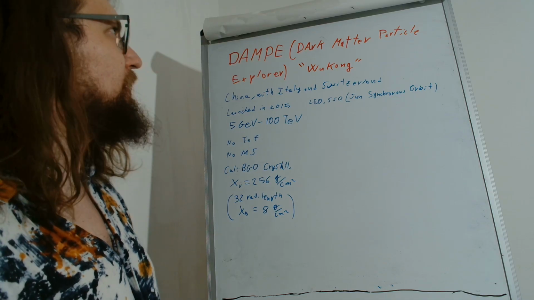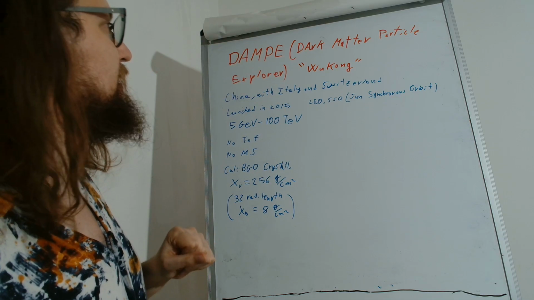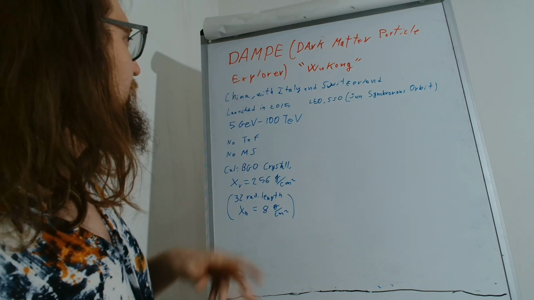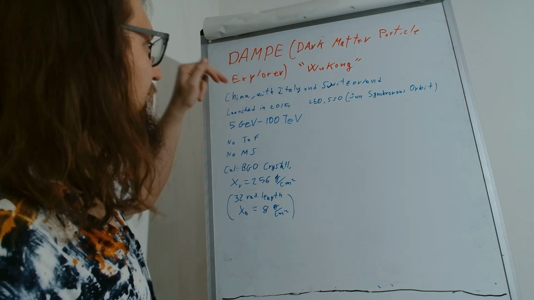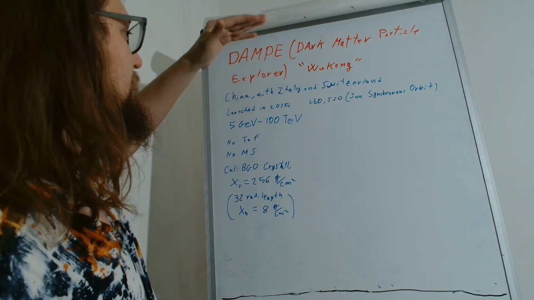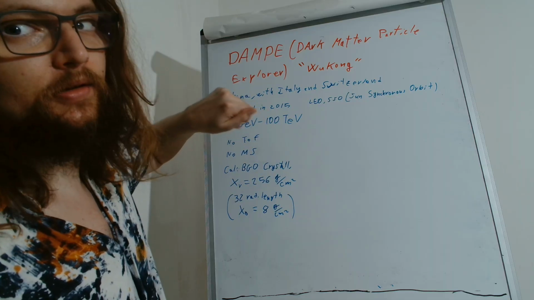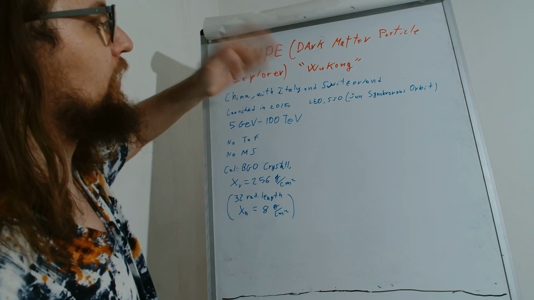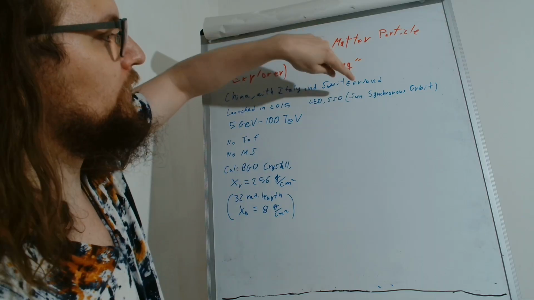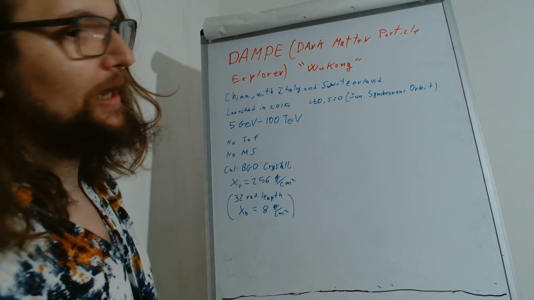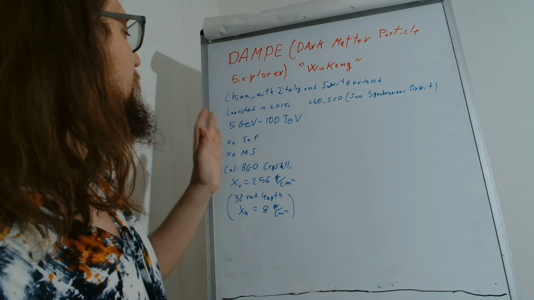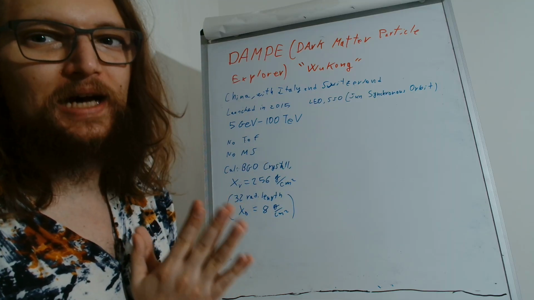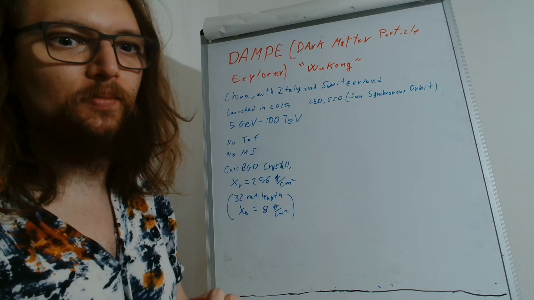Another satellite experiment is DAMPE, the Dark Matter Particle Explorer, which was nicknamed Wukong after the Monkey King. It is led by China in collaboration with Italy and Switzerland, and it was launched in 2015, and it is still operating. It is a low Earth orbiting satellite in an SSO orbit, which is a sun-synchronous orbit, and the energy range it can detect goes from 5 gigaelectron volt to 100 teraelectron volt, so 100 times more energetic than the particles detectable by PAMELA.